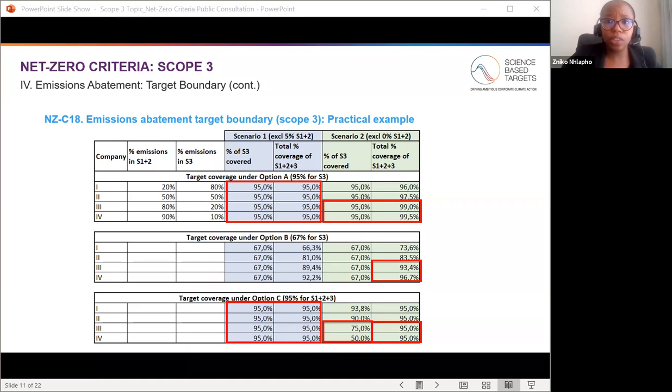Also important to note that under version C, the percentage of scope 3 emissions that end up being included is sensitive to the percentage of scope 1 and 2 emissions that have been included. In other words, it offers some flexibility around the relative coverage of scope 1 and 2 versus scope 3 emissions that companies include in their target boundary, while still ensuring, as mentioned earlier, that the 95% coverage of total scope 1, 2, and 3 emissions is maintained.